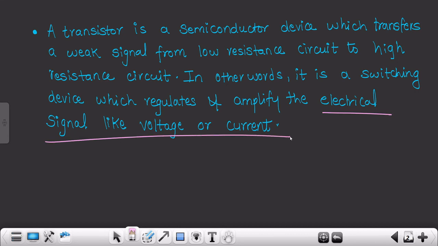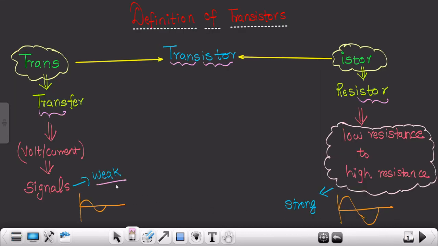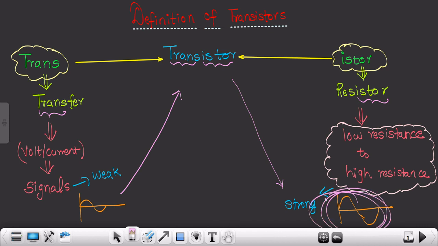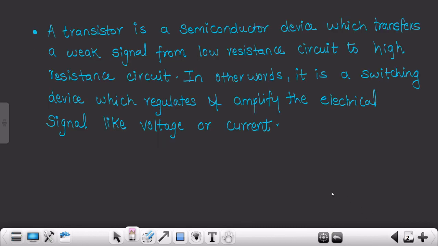So this thing we saw just now: as you can see, this was the signal, it is in weak form, and this is the representation of this weak signal. But when we pass this weak signal through the transistor, we are getting a strong signal, something like this, in amplified form. I hope you are getting my point. So basically a transistor is used as an amplifier as well. So this is what it means, and this was the basic definition of transistor.